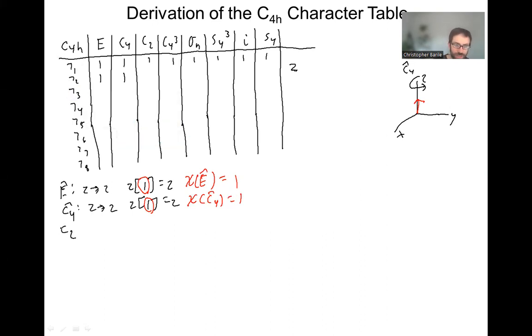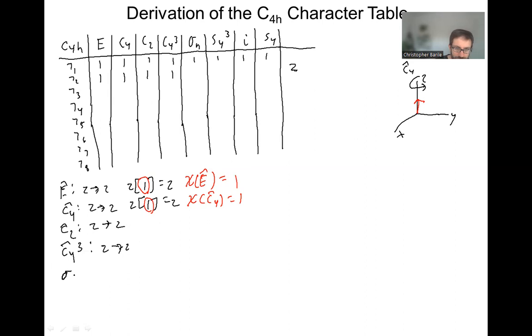And next one, just go right along, C2. Z is also going to go to Z. Again, we're just doing a 180 degree rotation, but it's along the Z, so that vector is still going to go up. So I'm not going to write out chi and all that stuff again. It's going to be 1 because Z goes to Z. C4 cubed: now we do a 270 degree rotation. And again, the Z vector is still pointing up. So we get 1.